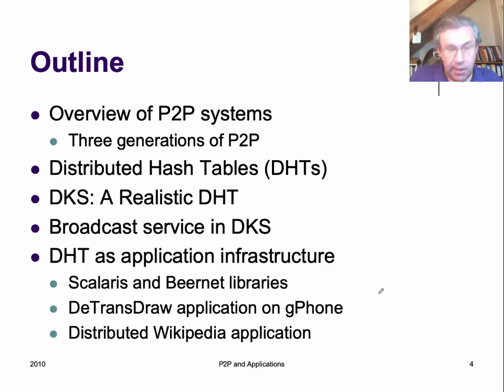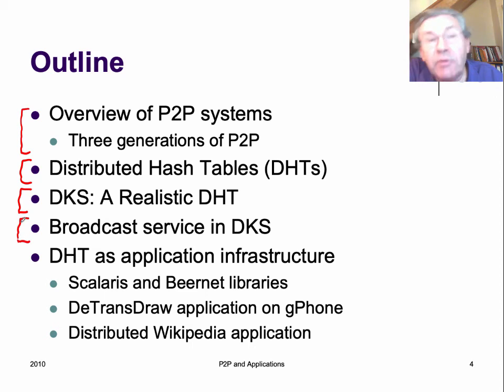We're also going to give some general insight how you can build applications on top of these systems. So in the overview of this lecture, first, we're going to talk about the different generations of peer-to-peer algorithms, 3 different structures that have been used. Then we're going to present the concept of a distributed hash table. We're going to present the system called DKS, which is a realistic DHT, which has been built in practice and tested.